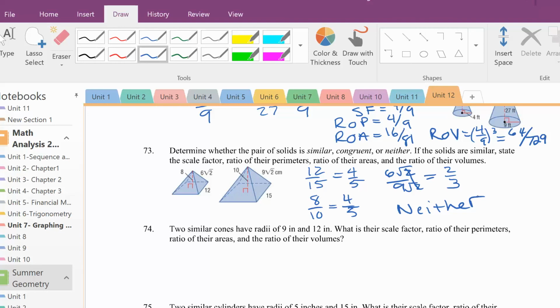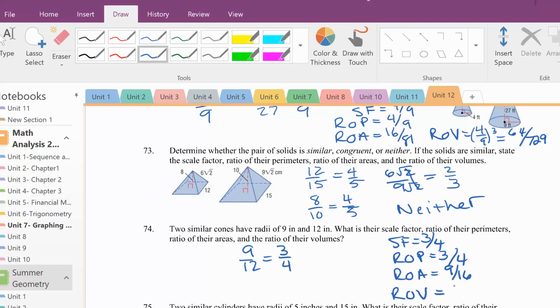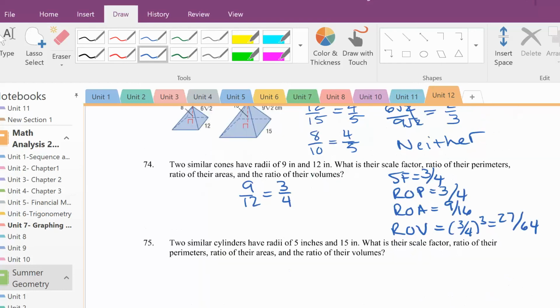All right, 74. Two similar cones have radii of 9 and 12 inches. What is their scale factor? Well, 9 over 12 is equal to 3/4. So the scale factor is 3/4. The ratio of the perimeters is 3/4. The ratio of the areas is 9/16, so this is squared, and the ratio of the volumes is 3/4 cubed, which is 27 over 64.